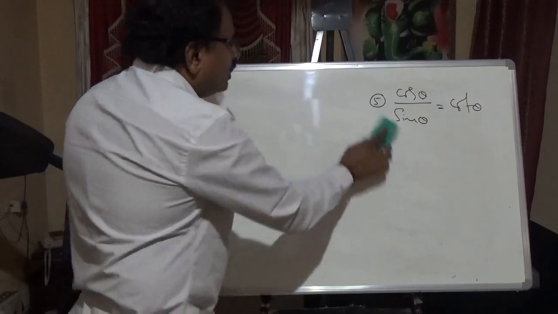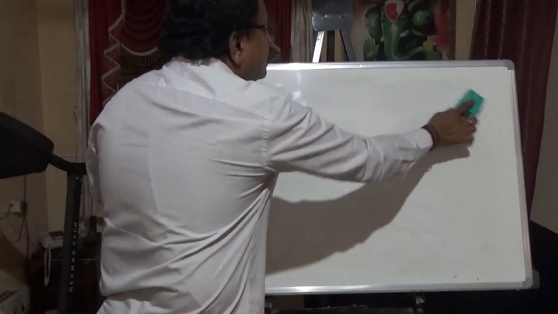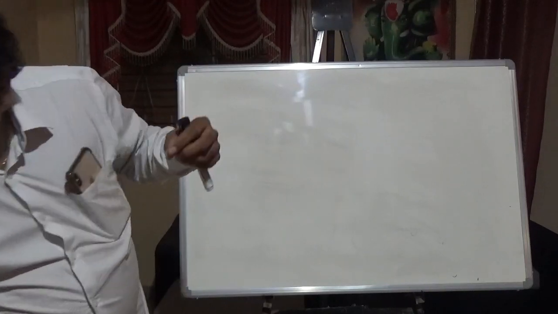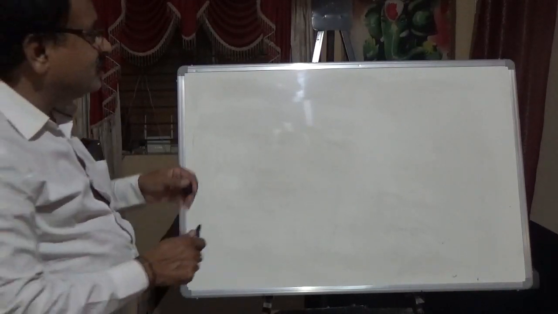Next, what are the identities? You need to understand the identities. In trigonometry, we have three main identities.